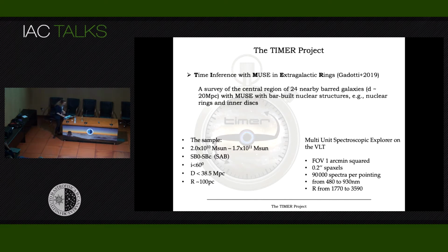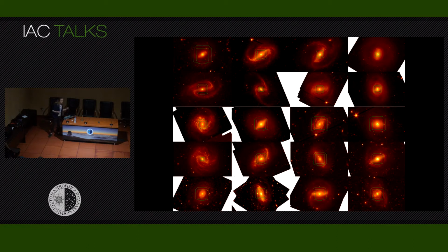The sample has been selected to be barred and to have features that we think are produced by the bar, like inner rings, inner disks, features like that. We use for that the morphological classification by Ronald Buta using the S4G catalog. The green squares here mark the field of view of MUSE, which is 1 arcminute by 1 arcminute. So we are actually just sampling the very central part of the galaxies.